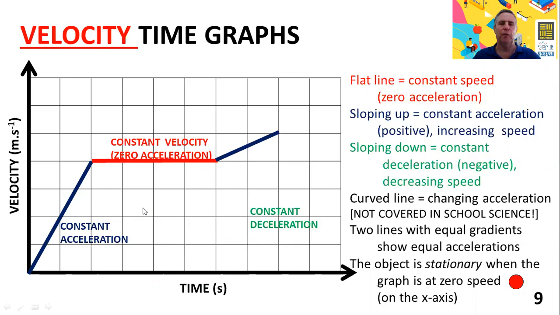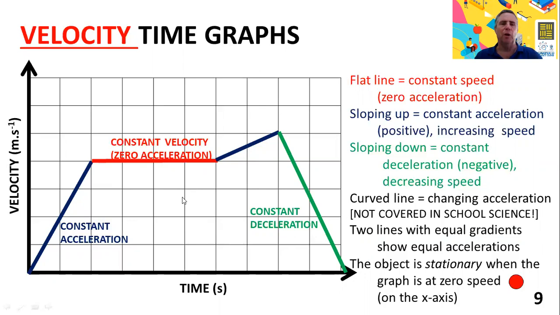If the velocity time graph is sloping up, like this blue line or this one, it tells you there's a constant acceleration, which is positive, and the speed is increasing. If it's slowing down, like for this green line, it's a constant deceleration or negative acceleration, and it is decreasing speed. Now, you could have a curved line on a velocity time graph, but that means a changing acceleration, and you're unlikely to encounter that while you're still at school. Once again, two lines with equal gradients show equal accelerations.